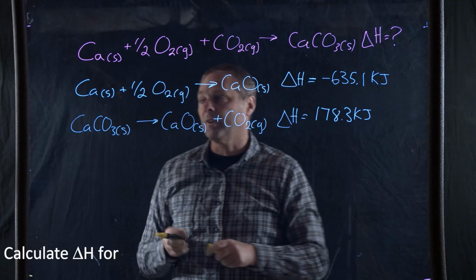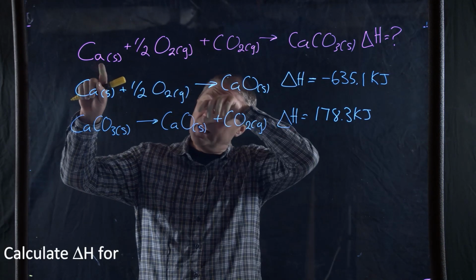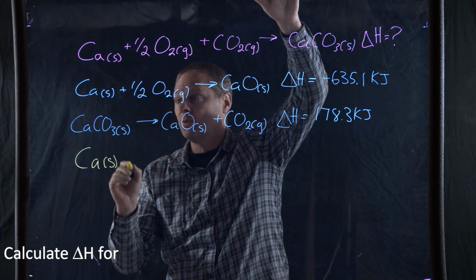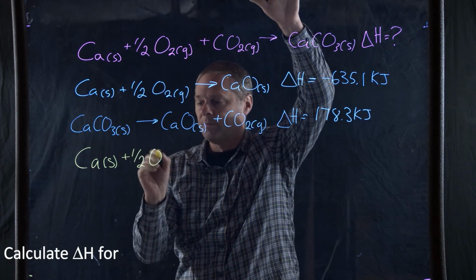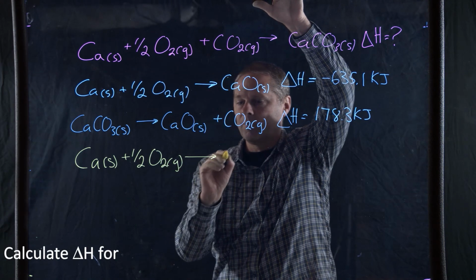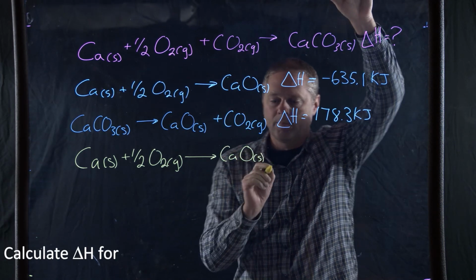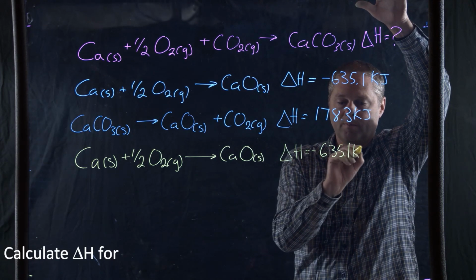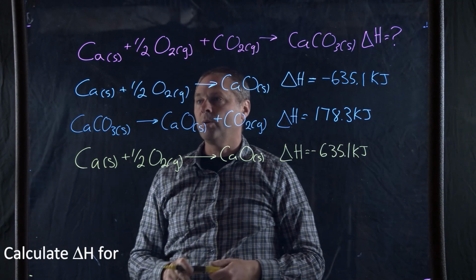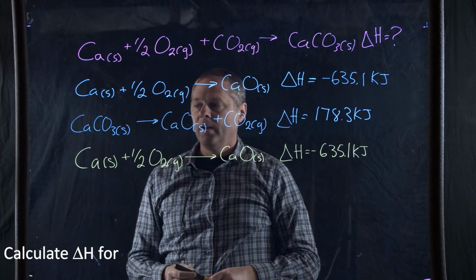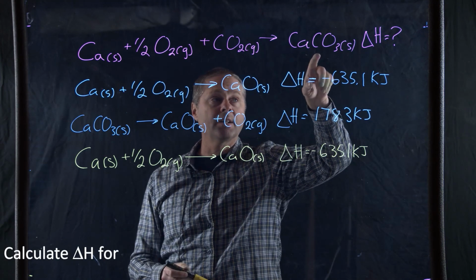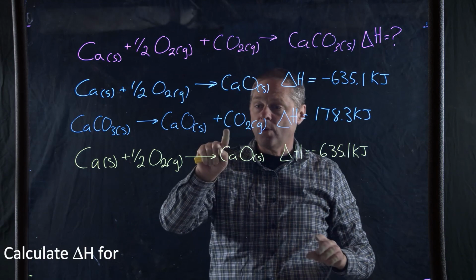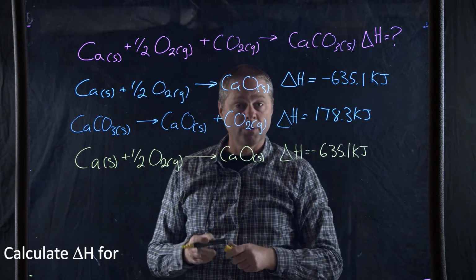So I'm going to do this in yellow. I see that the calcium is on the reactant side, and in this one I have calcium on the reactant side as well. So I'm just going to rewrite the calcium equation. Now, I need calcium carbonate on the product side. If I look at the second blue equation, I have the calcium carbonate, but it's on the reactant side. So I'm going to write that one backwards.